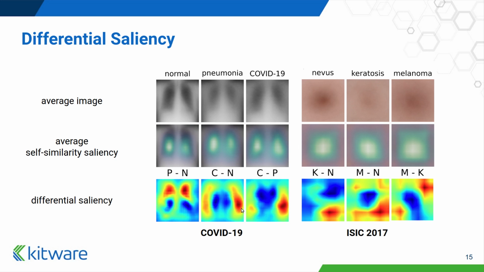Finally, we developed a form of differential saliency, which can highlight which image features were more likely to correspond to different conditions. In the first row, we show the average images separated by condition. In the second row, we show the average self-similarity saliency maps, which reveal condition-specific image features used by the model. In the last row, we show the differential saliency maps by taking differences in the average self-similarity saliency maps. While these results are preliminary, we hope that this is a useful tool for more detailed analyses of saliency maps.